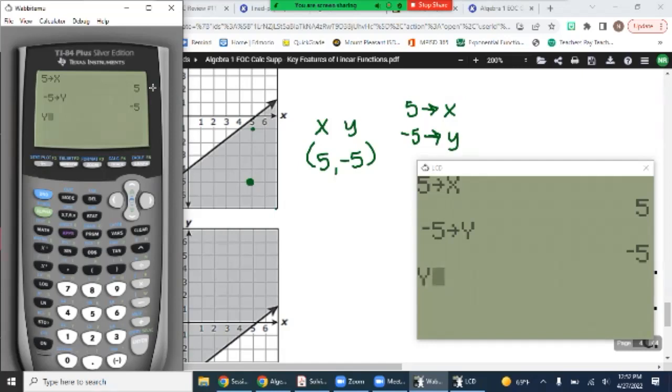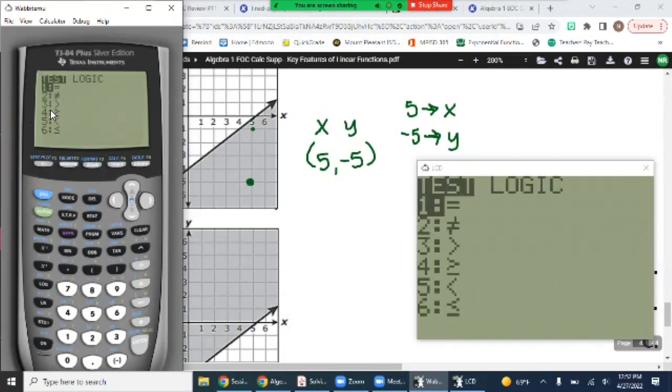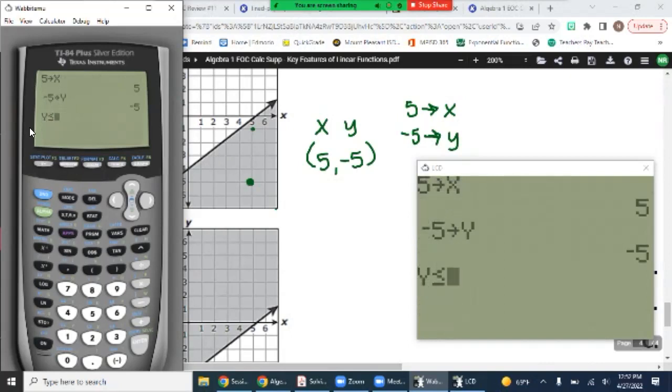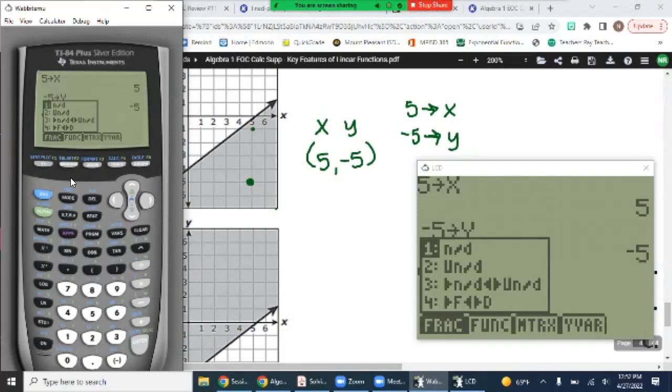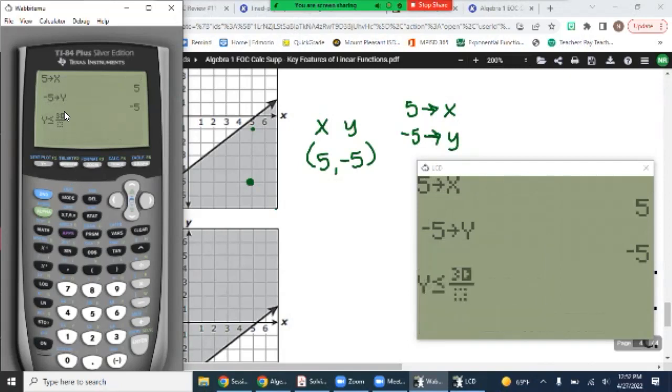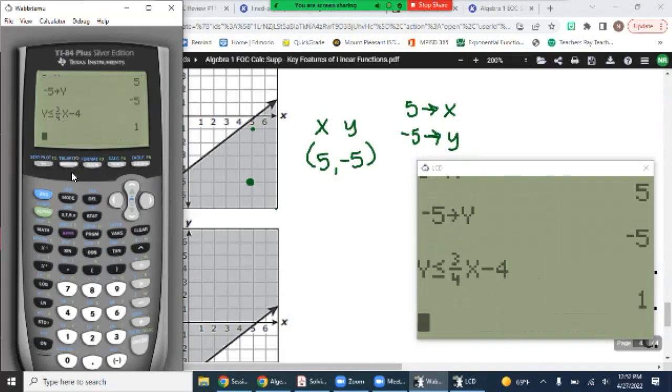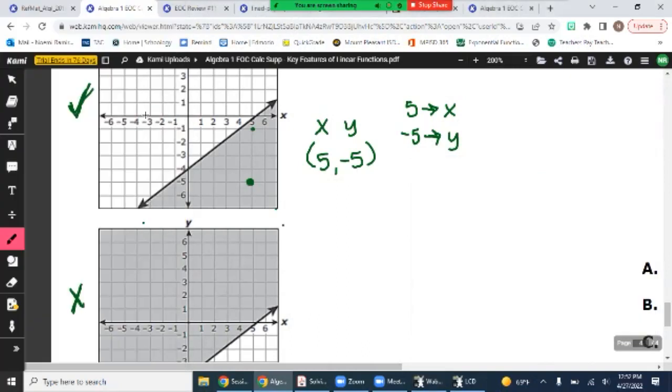And now you can type that inequality. So Y is less than or equal to. Even if you don't know the name, when you press second math, you can match it up. It looks like this very bottom inequality, number 6. And then you can type in the rest of the equation. 3/4 x minus 4. And what does that one give you? A 1. So what does a 1 mean? True, correct answer. We're gonna put a little check mark there.